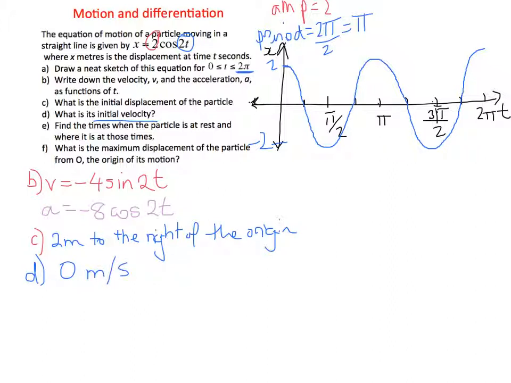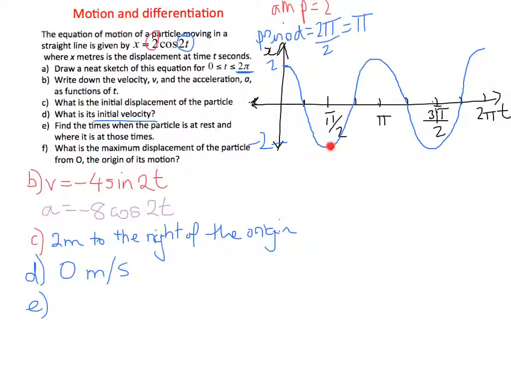Alright, E. Find the times where the particle is at rest and where it is at those times. Alright, so the particle is at rest, using our graph again. The particle is at rest when the velocity is 0. If we were to use our displacement graph, we can use this to work out the velocity, because the velocity is the gradient function of this. The particle is at rest when the velocity is 0.